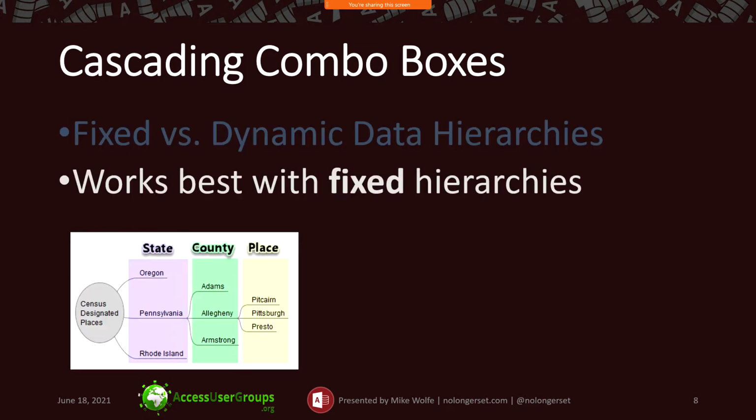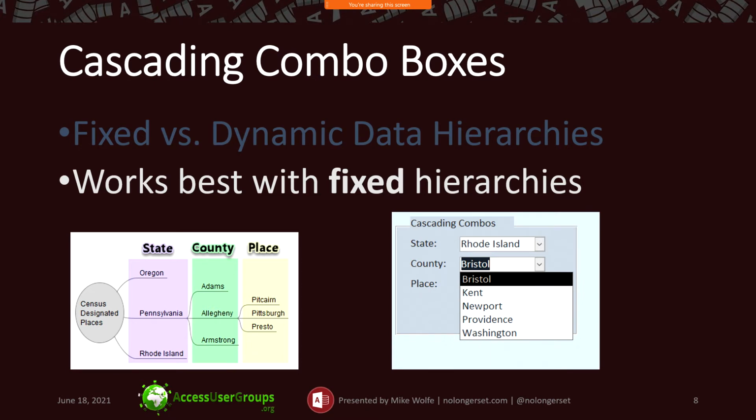Okay. So again, the combo boxes work best with the fixed hierarchy. And this would be where you would choose the state, and then as you choose the state, the county box would get updated so that it only shows the counties that are applicable to that state. And then when you choose the county, the same thing, the places would only be those places that are applicable to that county within that state.